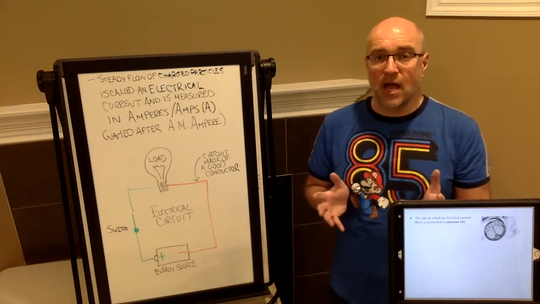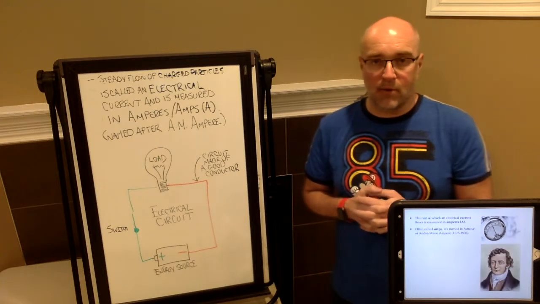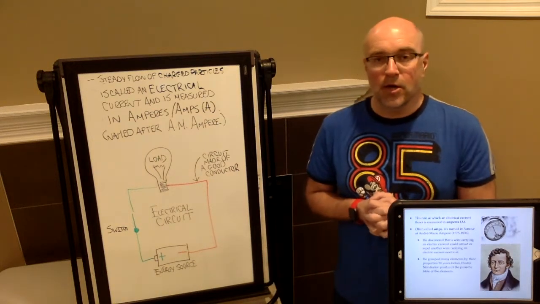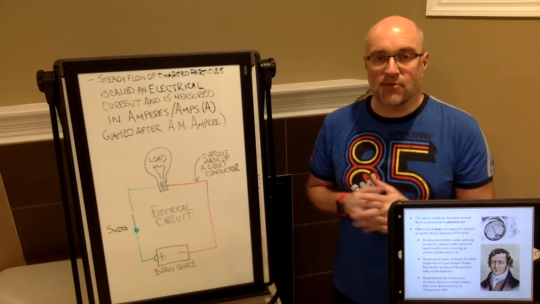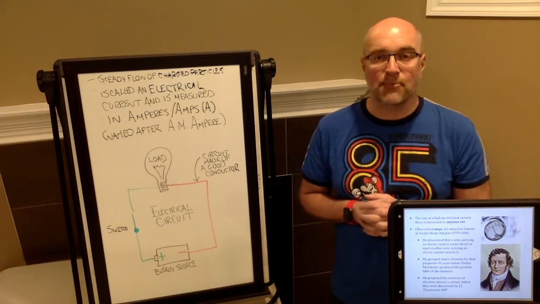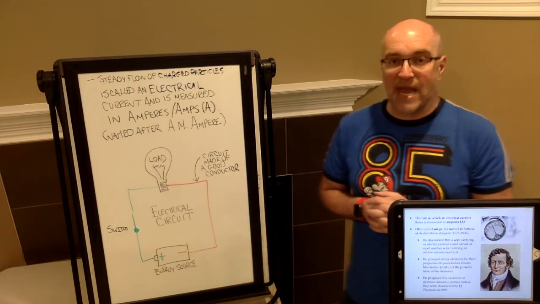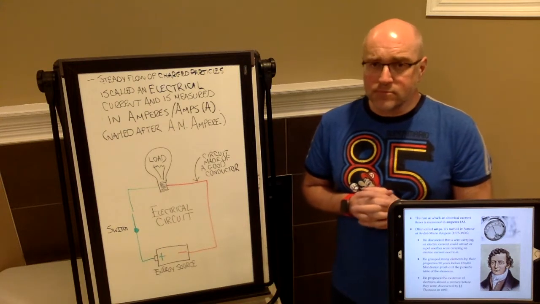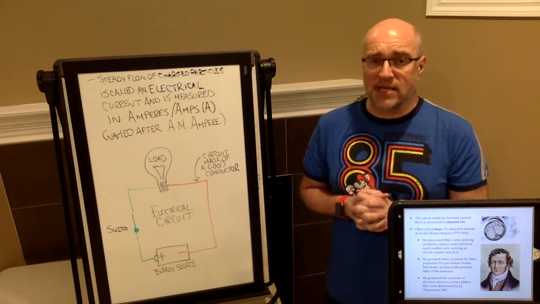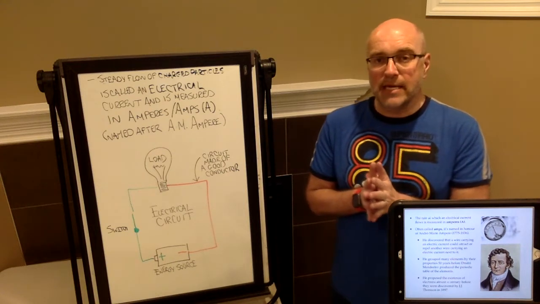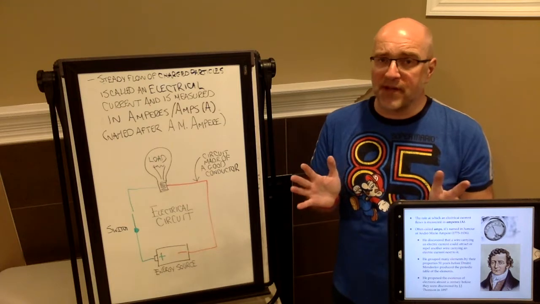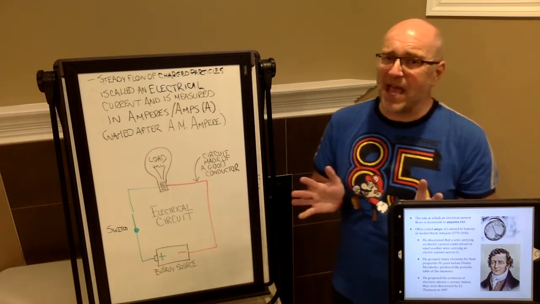Now, current itself is measured with units, just like we would measure distance with kilometers or weight with grams. The amount of electrical current is measured in a unit called amps or amperes, which is abbreviated A. The unit is named after a famous scientist by the name of Andre Marie Ampere, who did some really cool stuff back in the 1700s. This guy was way ahead of his time.